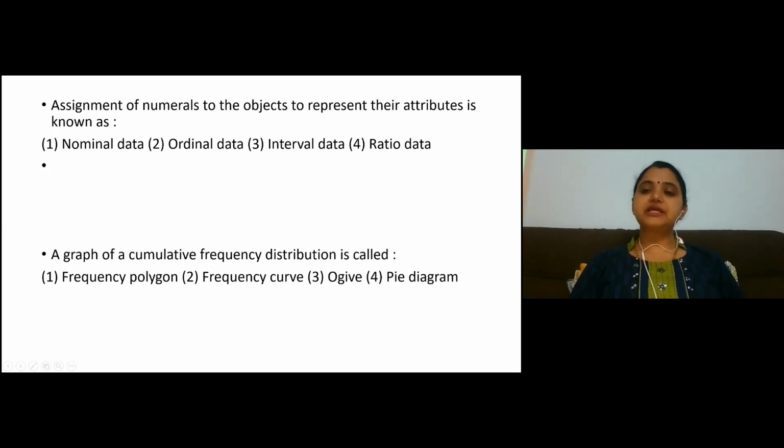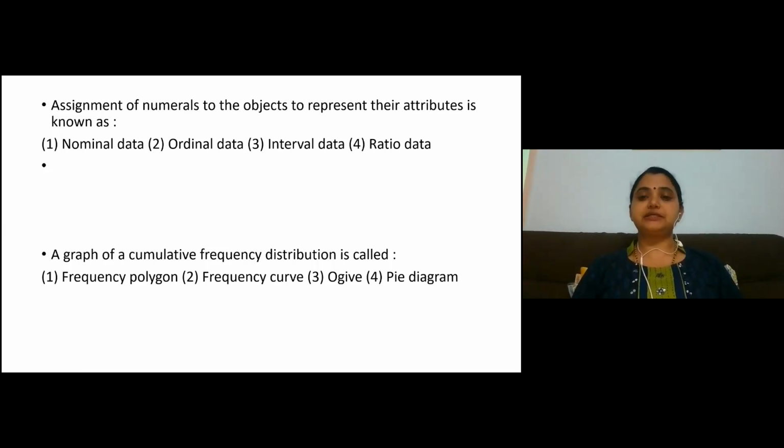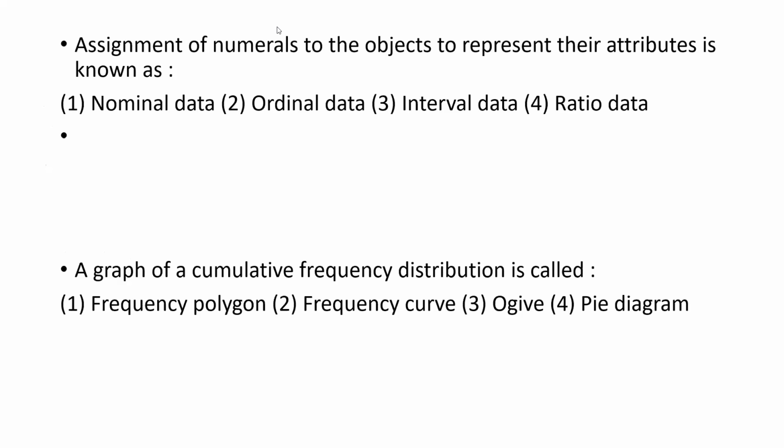Then the fourth one is ratio data, which all of us know: every measurable variable comes under ratio data, like your salary, age, height, weight, exports, imports. All of it comes under ratio scale variable. And then proceeding, coming to a graph. Okay, can we proceed to the second question? A graph of cumulative frequency distribution is called, what would be the definition?